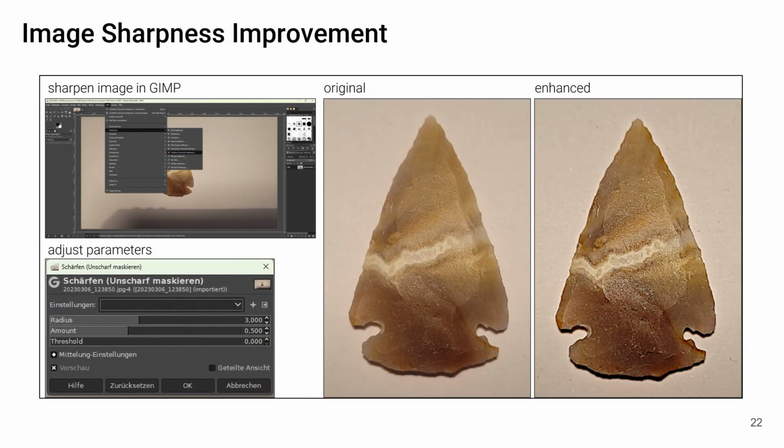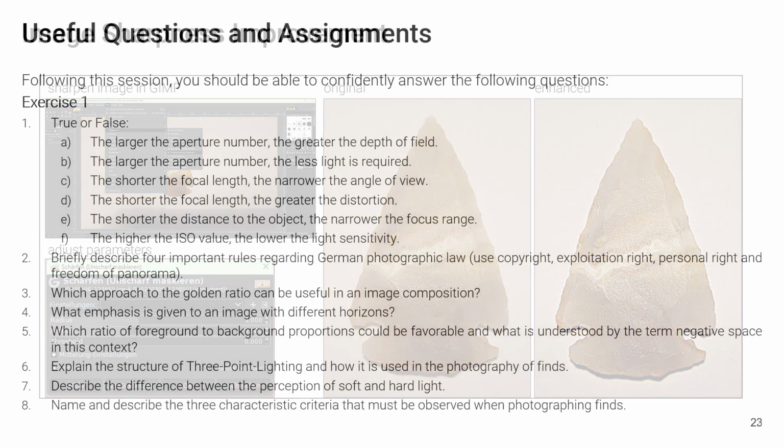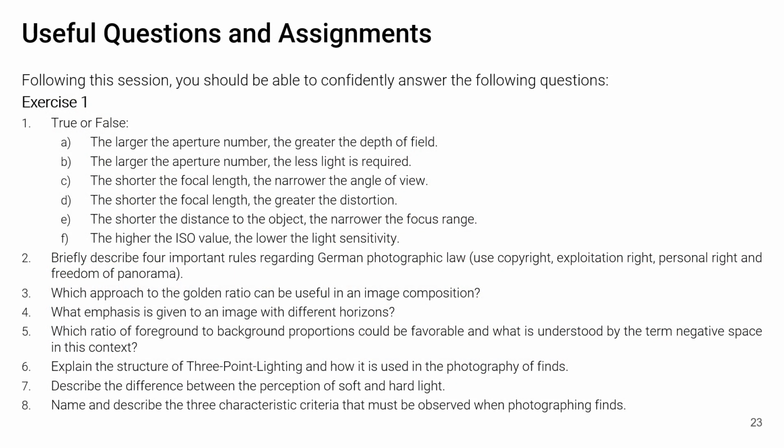The image sharpness enhancement can be applied, for example, via the menu items Filter, Enhance, Sharpen. A window opens that allows a few individual parameter settings. On the right, we can see the significant change from the original image using an example.